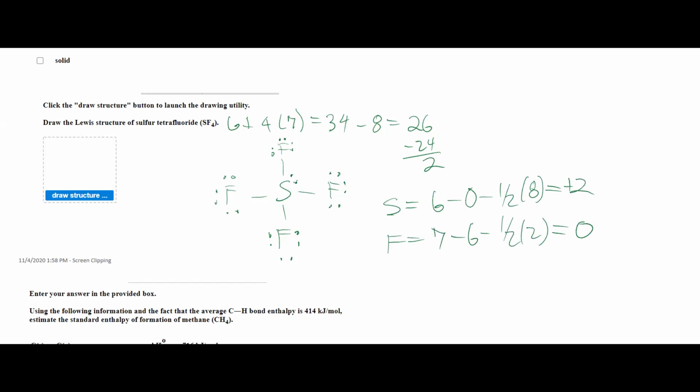So when you're not sure what to do, one thing to start with is just to go ahead and find your formal charges, and you can use that to kind of guide you onto that next path.